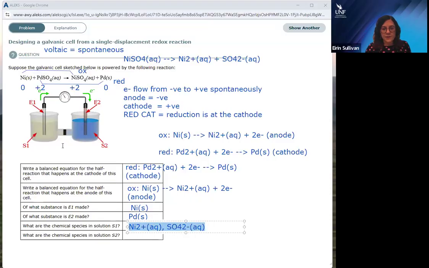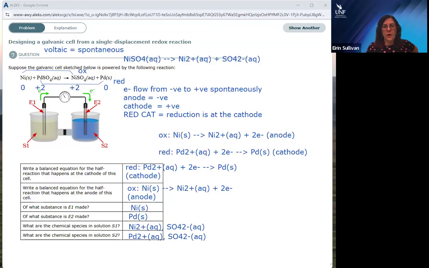And then solution S2 on the cathode side is palladium in a solution of its palladium 2 ions. So that is the PdSO4. And again, PdSO4 is going to completely break apart into palladium 2 cations and sulfate anions. All right, so hopefully that is helpful for you guys.